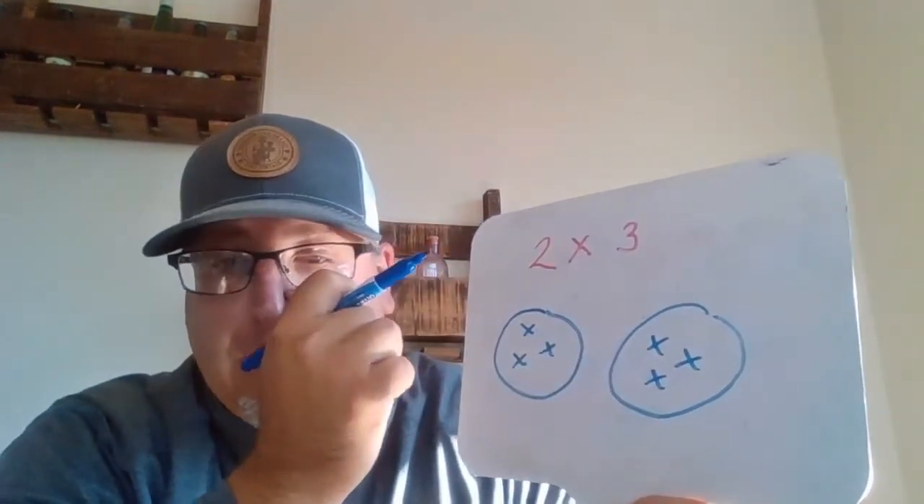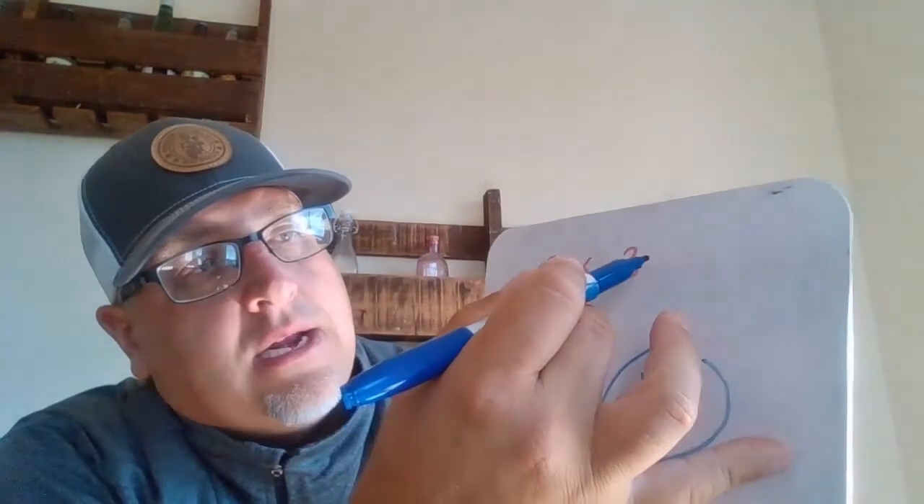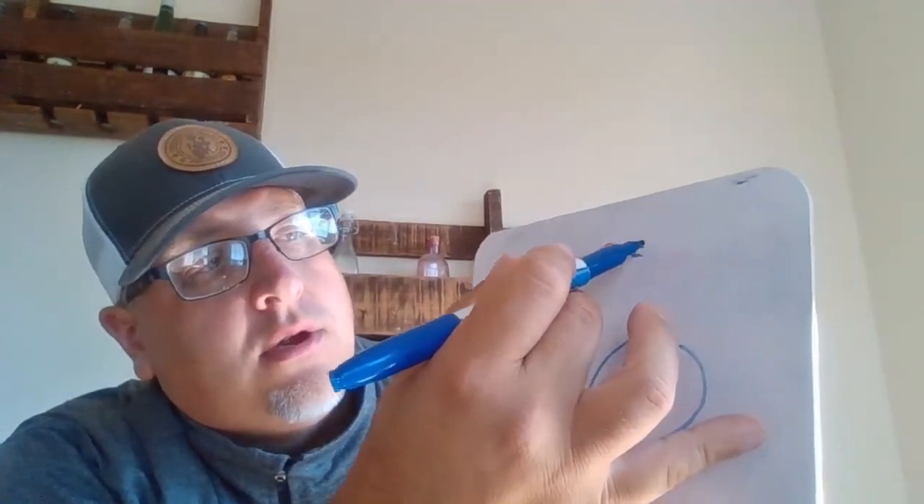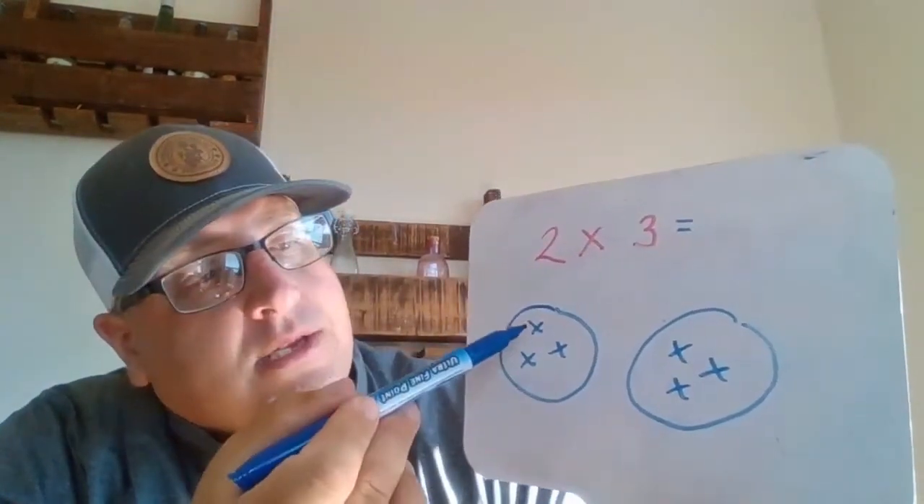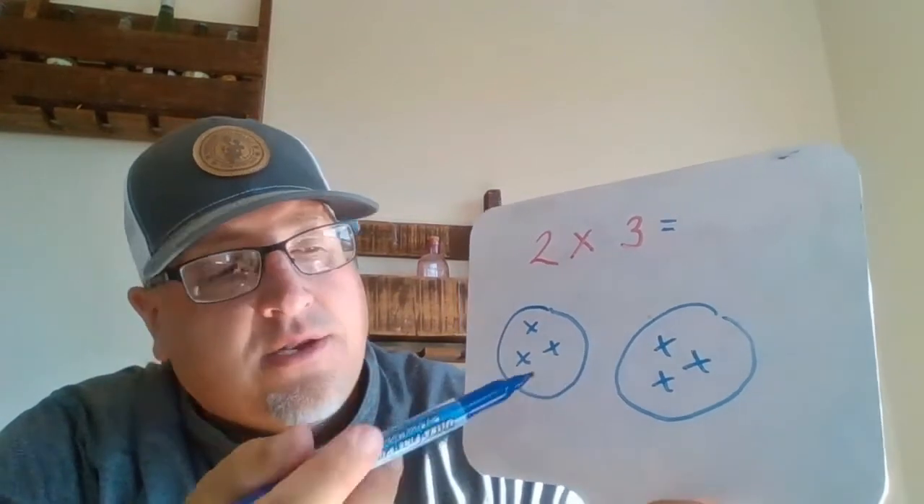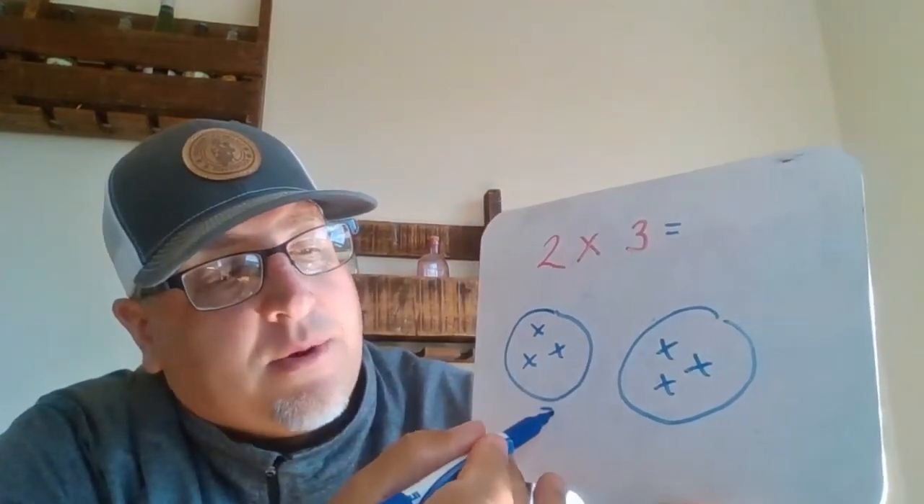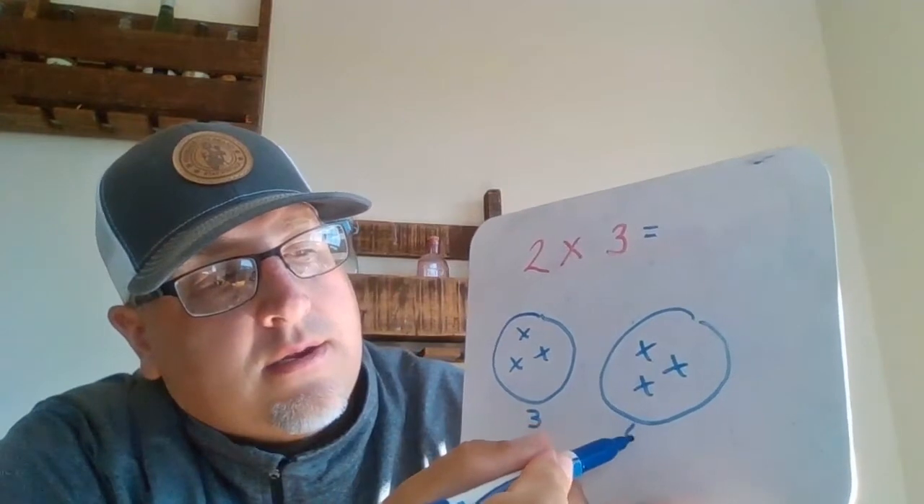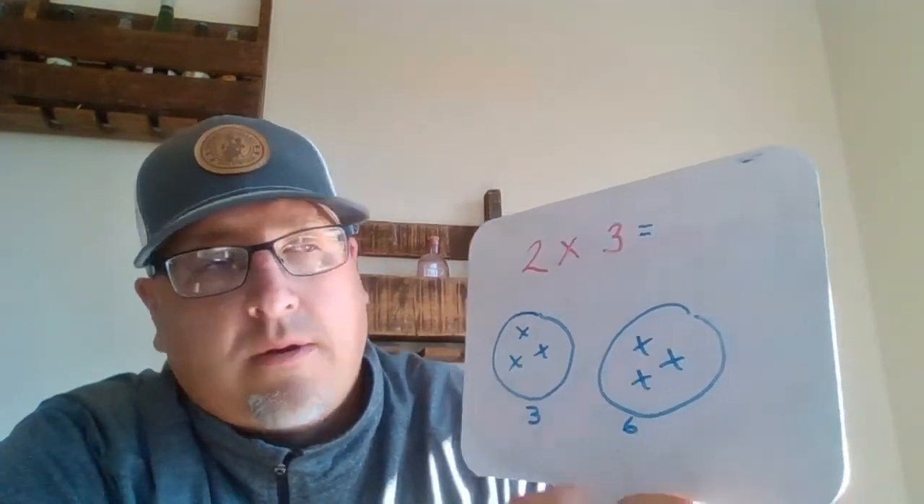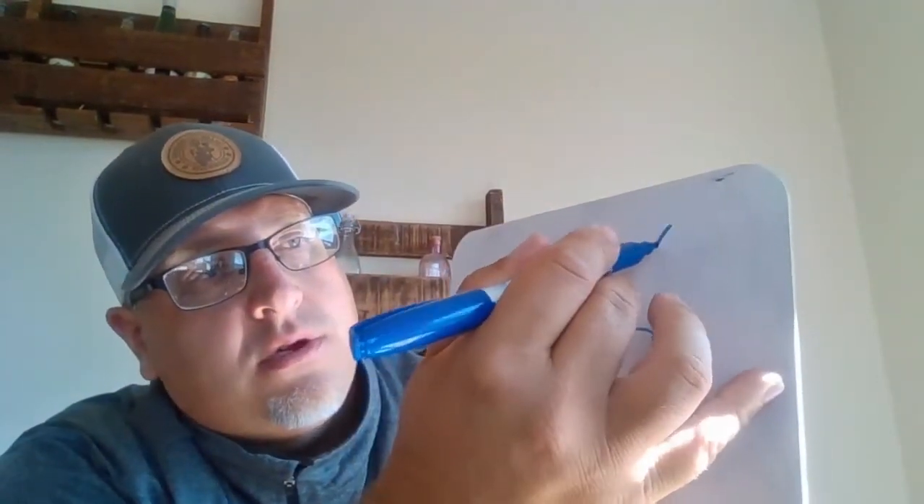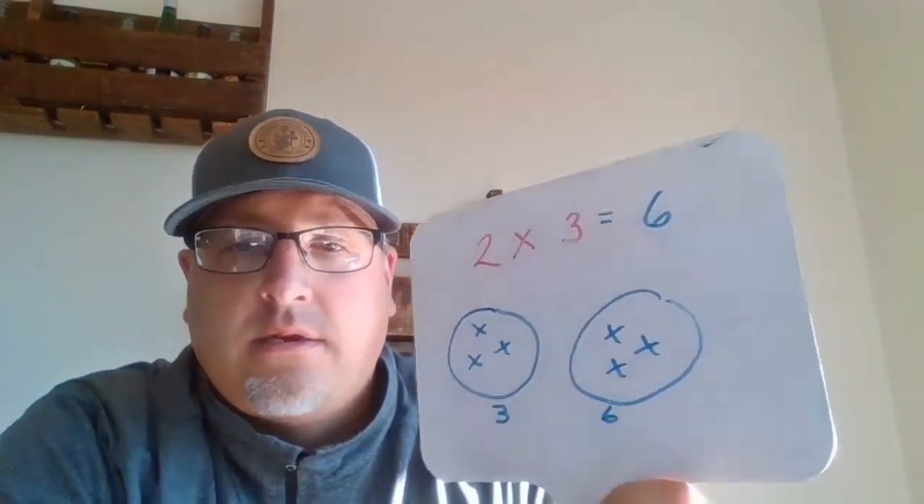All right. So 2 times 3 equals, and all I need to do is count these up. 1, 2, 3, 4, 5, 6. Or I could skip count by 3s. 3, 6. Okay, so 2 times 3 equals, you guessed it, 6.